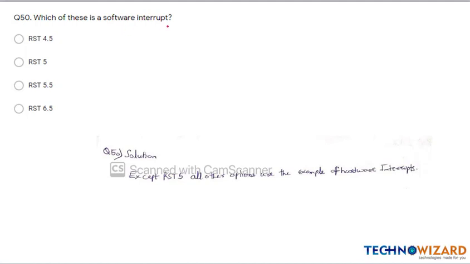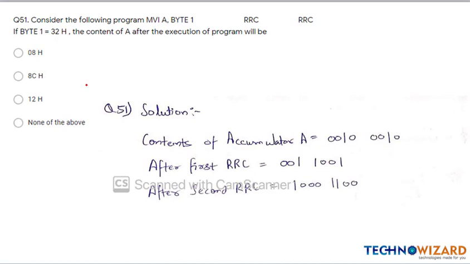Which of the following is a software interrupt? RST5 is a software interrupt here, and all others are hardware interrupts. Now this is a microprocessor programming question. MVI A, byte 1, RRC, then this will rotate the accumulator, and RRC a second time. If byte 1 is equal to 32H, the content of the accumulator A after the execution of the program will be, the content of accumulator A will be 0011 0010 as it has said 32H.